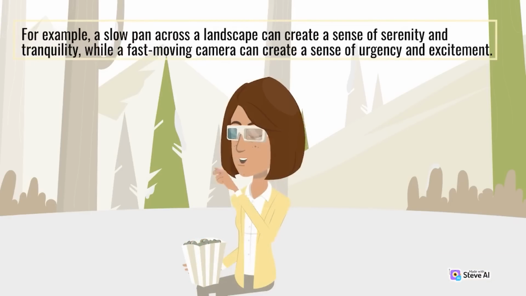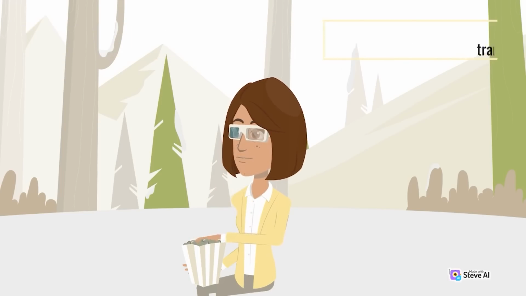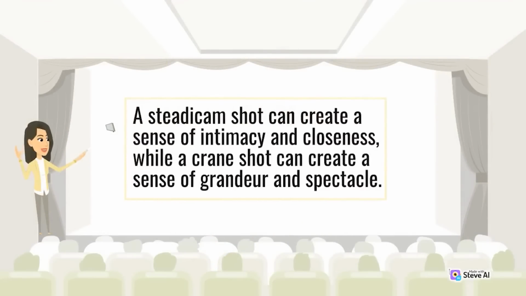For example, a slow pan across a landscape can create a sense of serenity and tranquility, while a fast-moving camera can create a sense of urgency and excitement. A Steadicam shot can create a sense of intimacy and closeness, while a crane shot can create a sense of grandeur and spectacle.